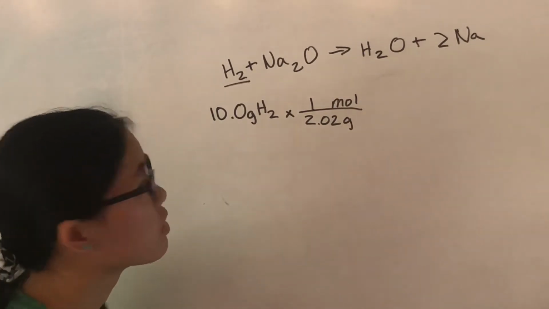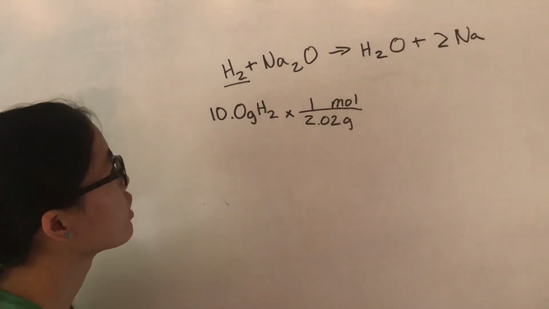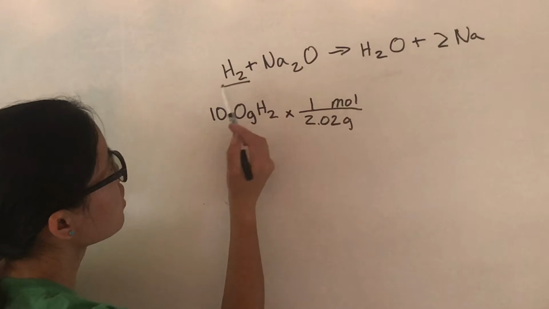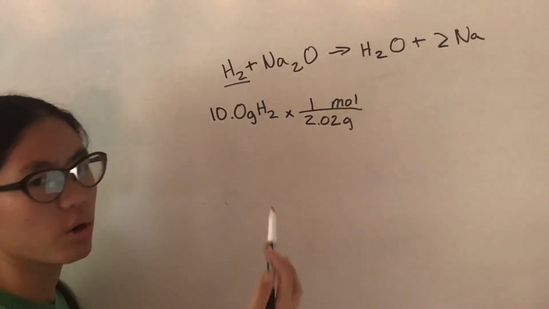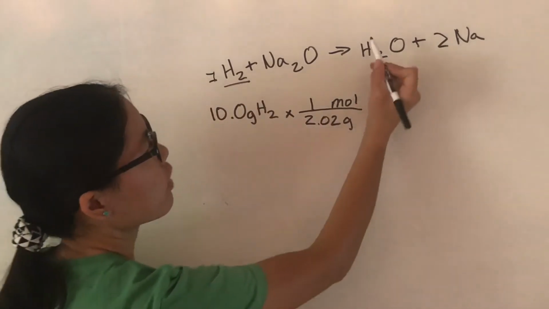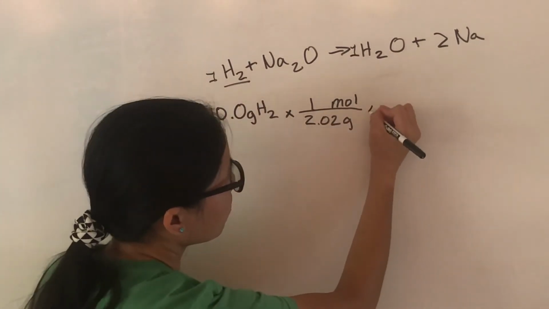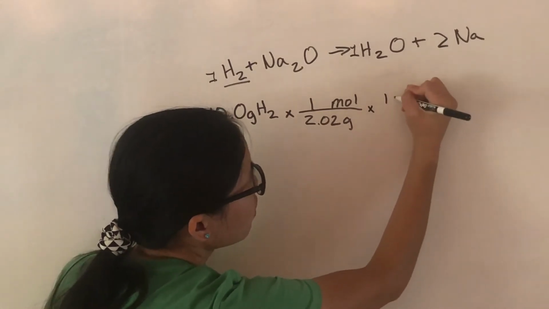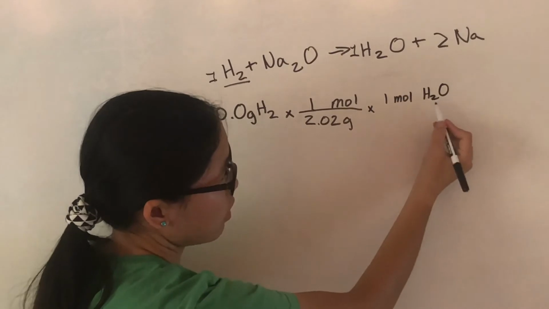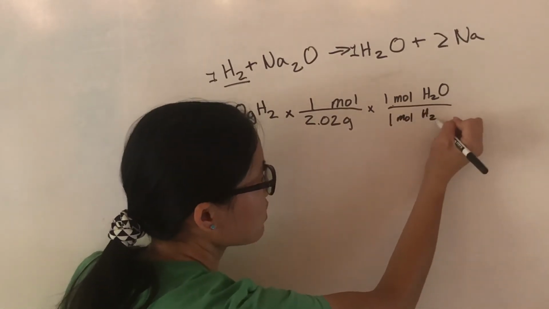Then you want to use the mole ratio. Using the mole ratio involves the coefficients in front of the numbers of the balanced equation. So you can't see it, but whenever you can't see a coefficient, it means 1. So the coefficient in front of the hydrogen gas is 1, and the coefficient in front of the hydrogen oxide is 1. So therefore, the molar ratio would be 1 mole of H2O, which is what we want on top, all over 1 mole of hydrogen gas.